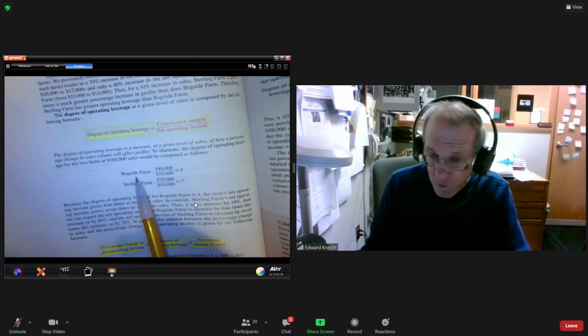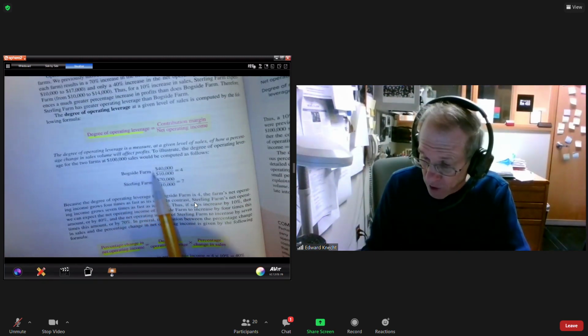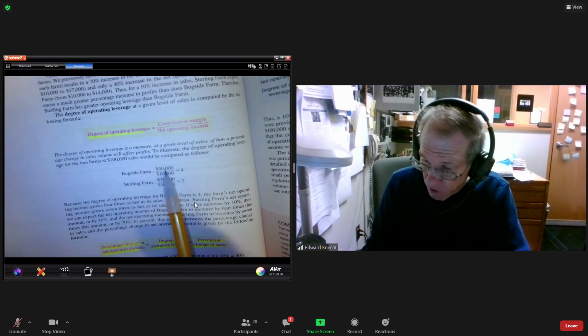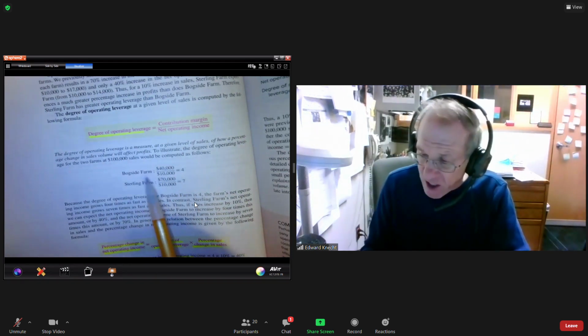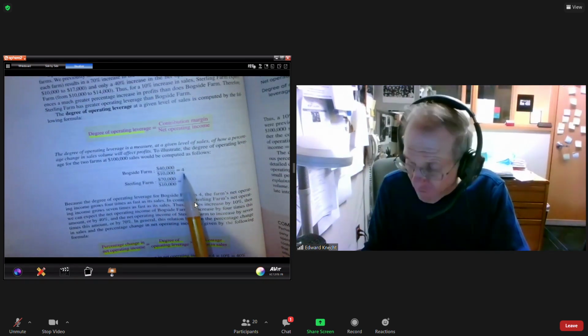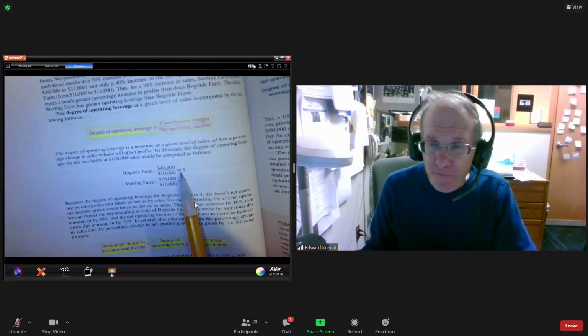So they have two farms, Bogside Farms. Their contribution margin in total was $40,000. Their net operating income was $10,000. So you divide the contribution margin in dollars by the net operating income in dollars, and they have 4. So if Bogside Farms has a 10% increase in sales, they'll get a 40% increase in net operating income.